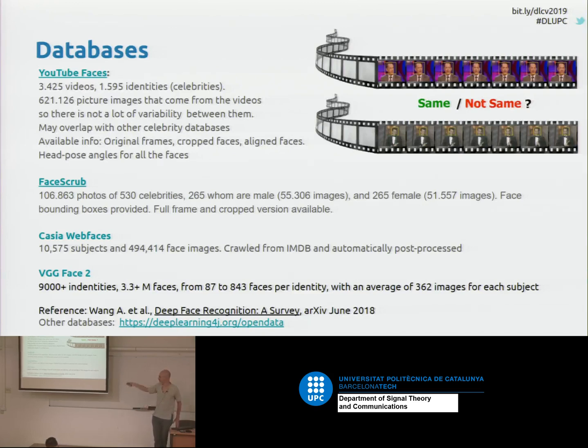So the problem here is that most of these databases are overlapped. The people appearing in most of them are the same people. So you cannot create a really huge database by agglomerating the different databases. You have to take into account that there are some repetitions.